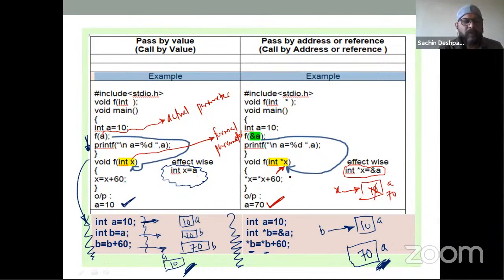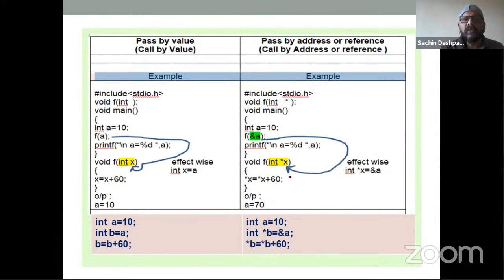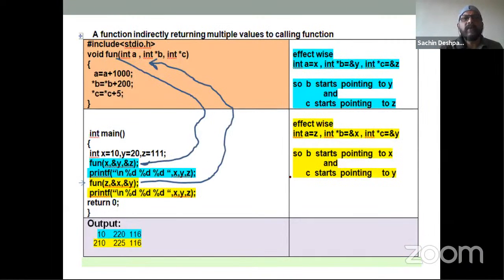And then, my dear friends, the most standard example we normally quote in this case is a swap. We write a function to swap the values of two variables. I will not take you through that swap function, but one more utility is a function indirectly returning multiple values to the calling function. We know that a function can return at most one value, but by using call by reference, the changes happening in the function can indirectly be made available to the calling function.